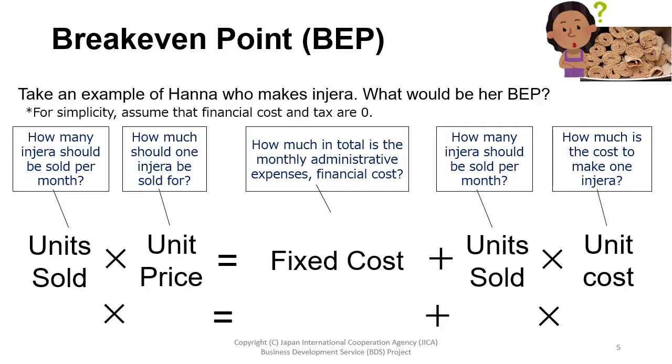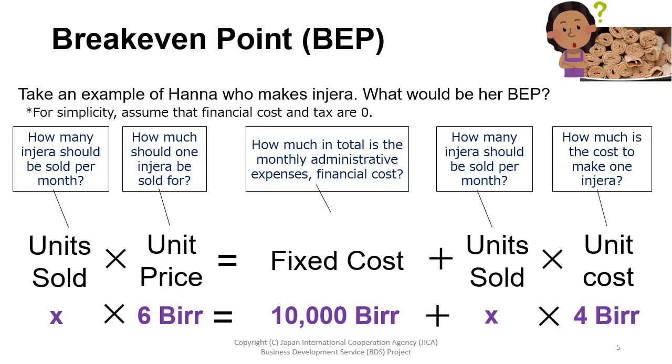Here's an example. Hannah wants to know her BEP. She calculated her injera's unit cost, which was 4 birr. She knows that her business's fixed cost is 10,000 birr per month. She sets her injera's unit price at 6 birr. How many injera does she need to sell every month to reach the BEP?